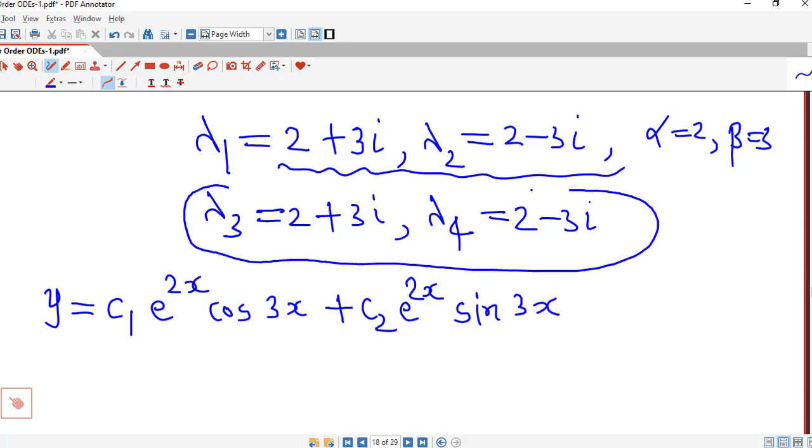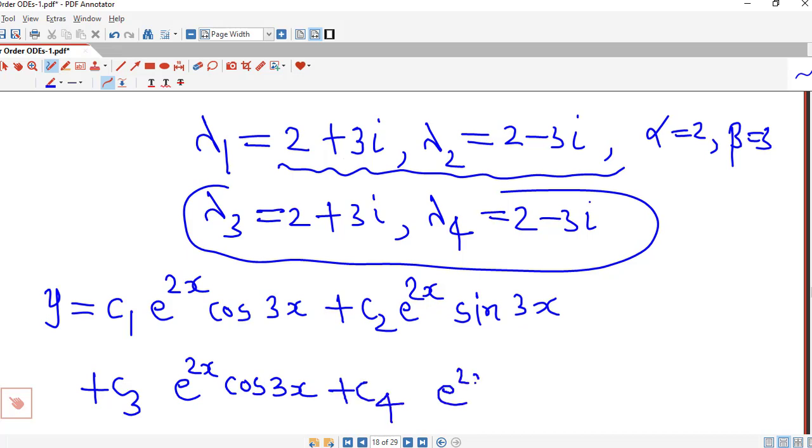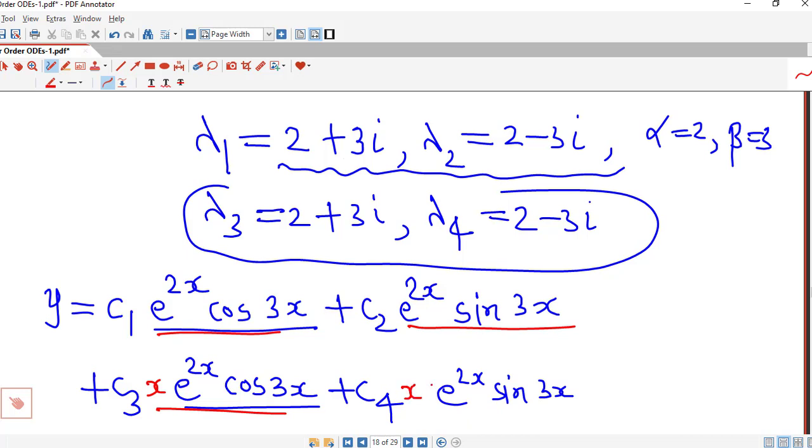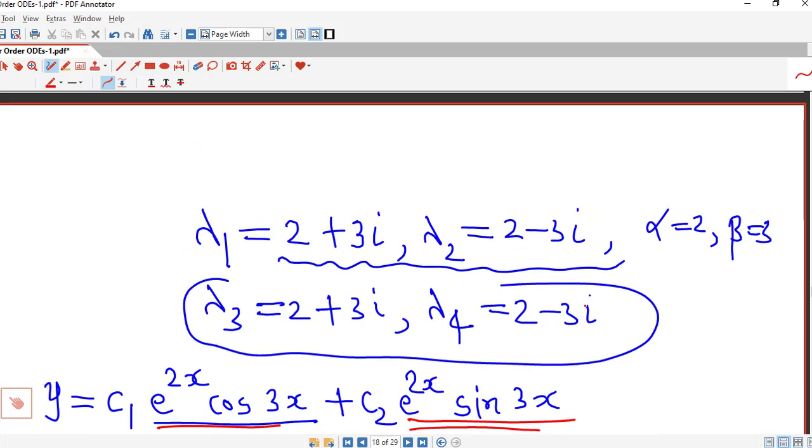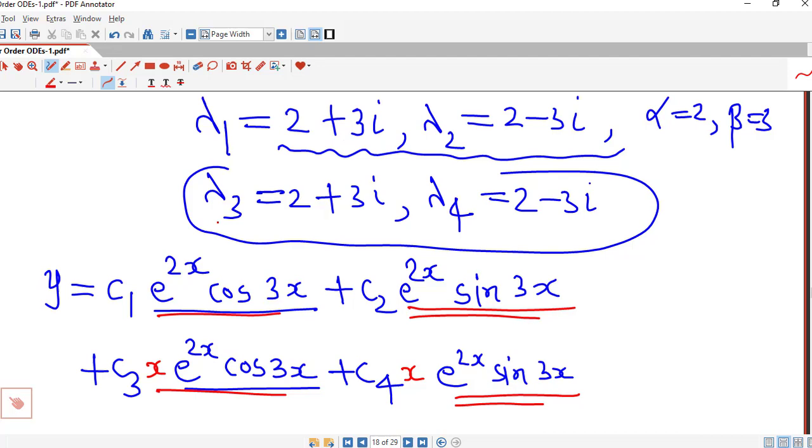Now this pair is repeated. So for the repetition, again we write c3 e^(2x) cos 3x plus c4 e^(2x) sin 3x. Now we can see these two are the same, so to make them different, here we multiply by x, so this becomes independent. Similarly here also this is repeated, so we multiply by x. If we have repeated roots, then we multiply by powers of x so that our functions become independent. I have not discussed this case, so I explain it using these roots.